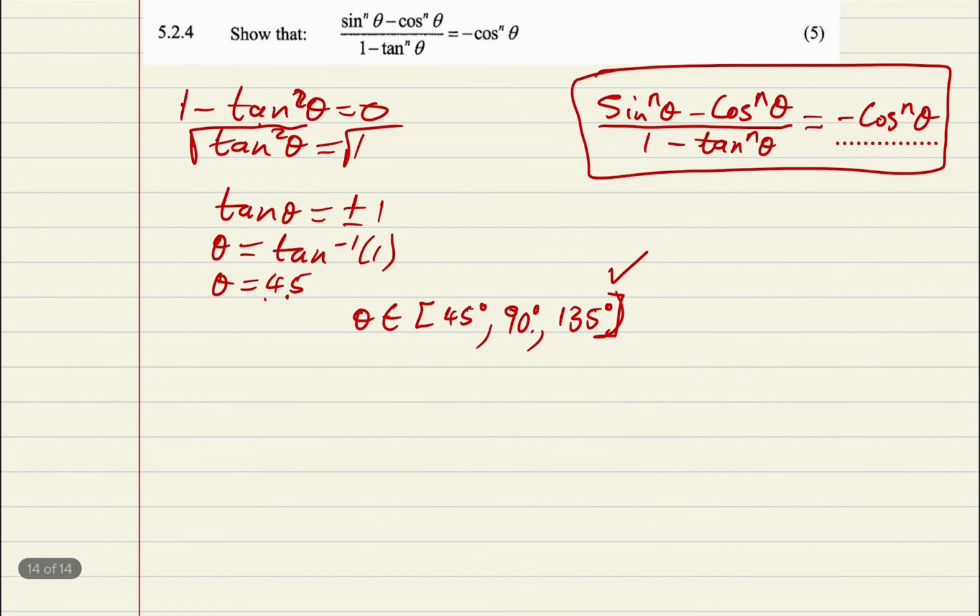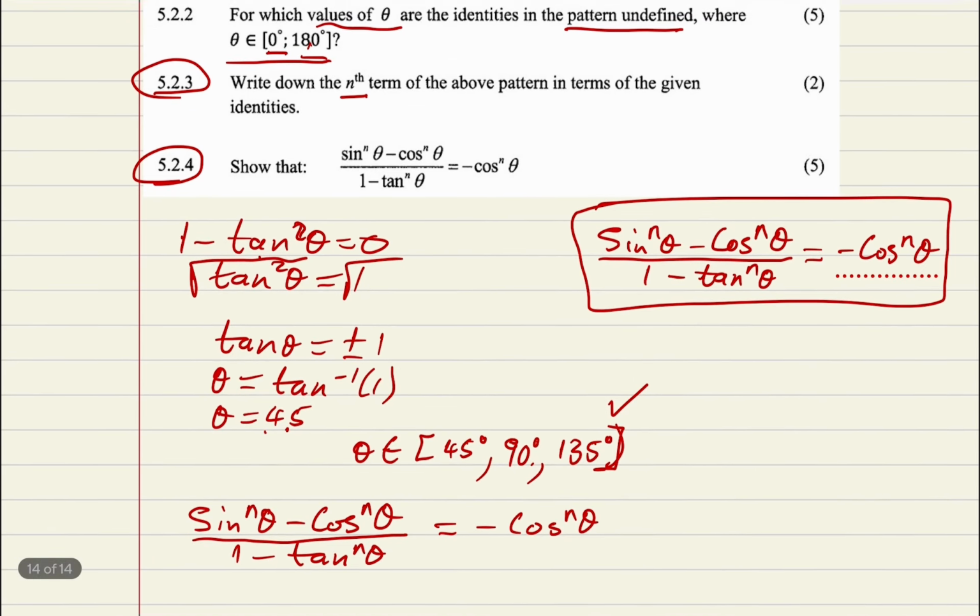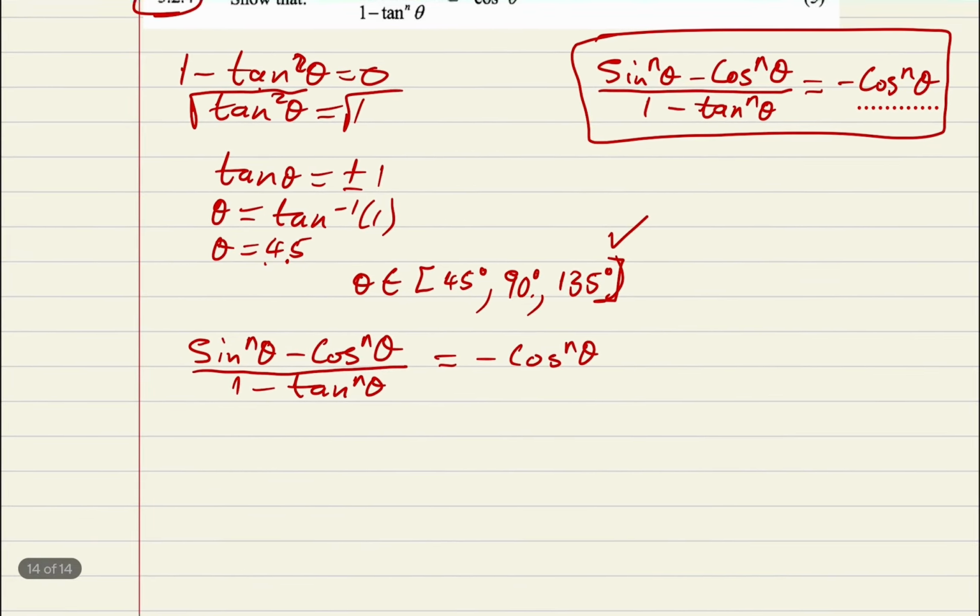Now let's go to number four. They said show that sine of n theta minus cos n theta, all over 1 minus tan n theta, is equal to negative cos n theta. Wait, wow, they have already given me this. So these 2 marks were supposed to be free, because they already gave me the nth term. Okay, they said we must prove this identity.